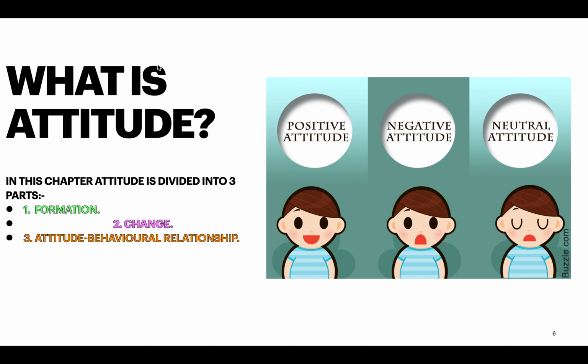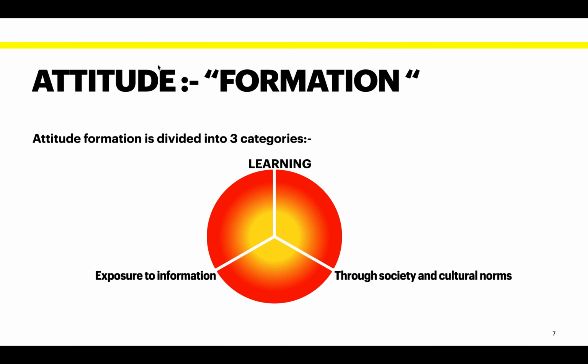Now, what is attitude? In this class 12th chapter, attitude is basically given in three forms: formation, change, and attitude-behavior relationship. The first, which is the formation stage, we are going to cover comprehensively. Attitude formation is divided into three categories: learning, exposure to information, and society and cultural norms.